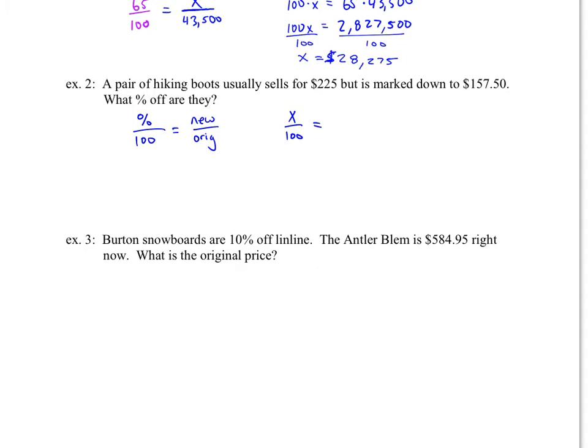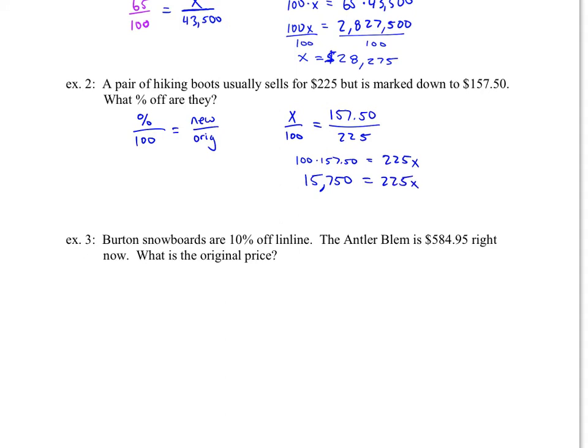Do we know the new price? Yeah. 157.50. Do we know the original price? 225. Cross multiply and divide. So you've got 100 times 157.50 equals 225x. So you have 15,750 equals 225x.